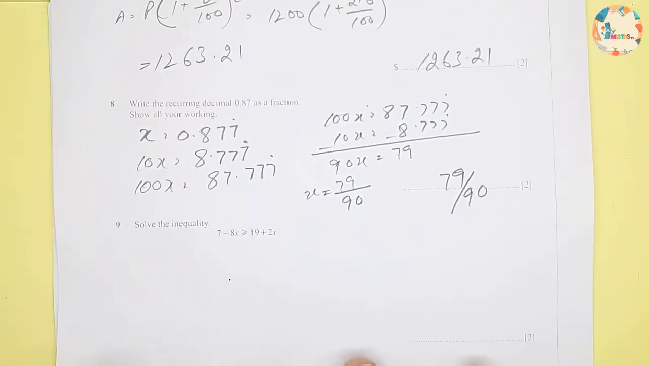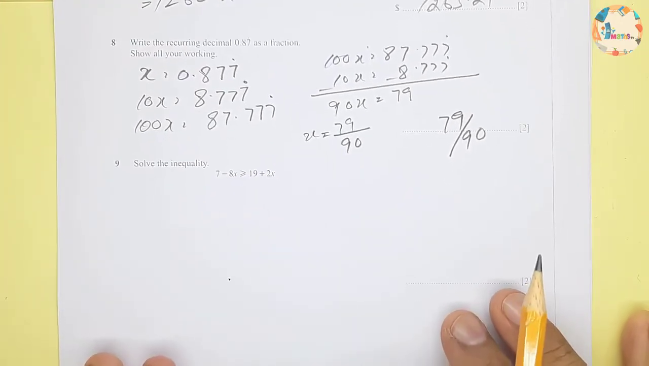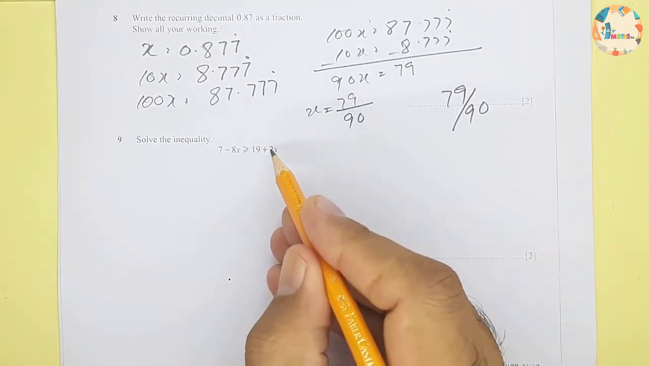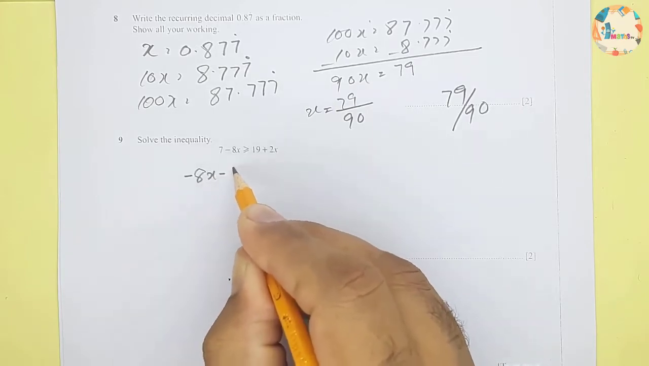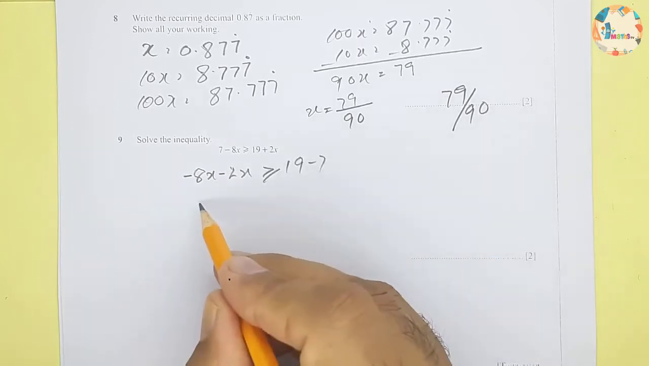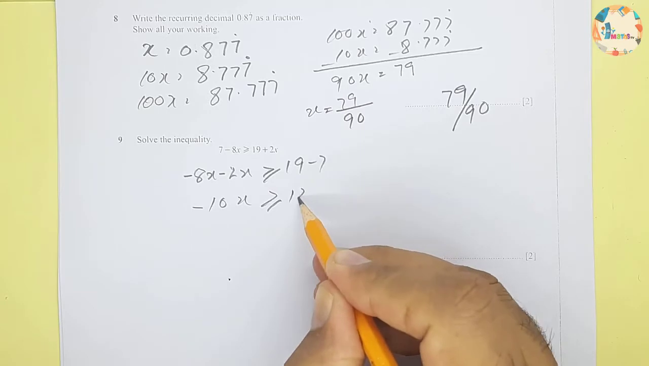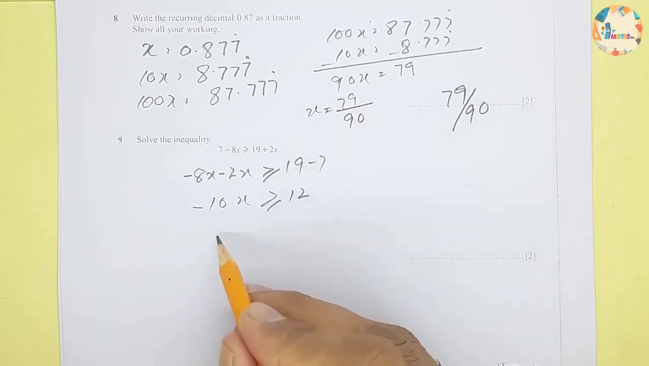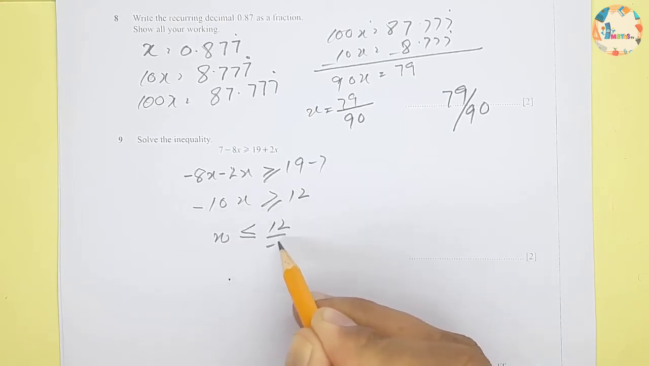Next, question number 9 is solve the inequality. So to solve this inequality, we will be shifting, for example, 2x to this side, so it will be minus 8x minus 2x is greater than or equal to 19 minus 7. So minus 10x is greater than or equal to 12, and we can divide everything by minus 10, so x will be less than or equal to 12 over minus 10.